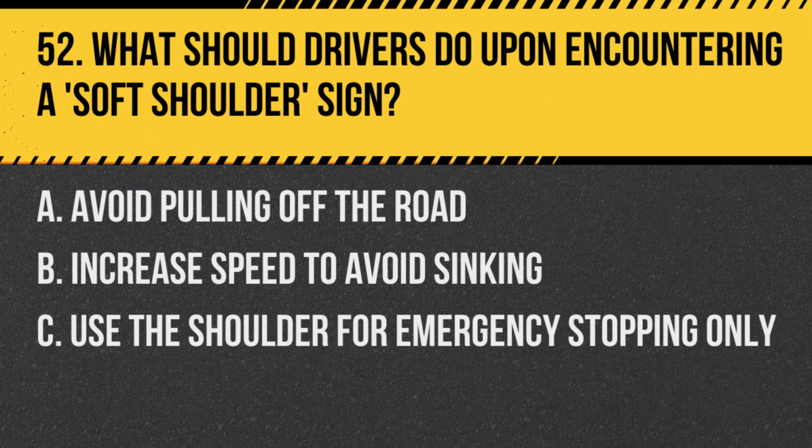Question 52. What should drivers do upon encountering a soft shoulder sign? A. Avoid pulling off the road. B. Increase speed to avoid sinking. C. Use the shoulder for emergency stopping only. Answer: A. Avoid pulling off the road. A soft shoulder sign indicates that the roadside is not firm, and drivers should avoid using it unless absolutely necessary.